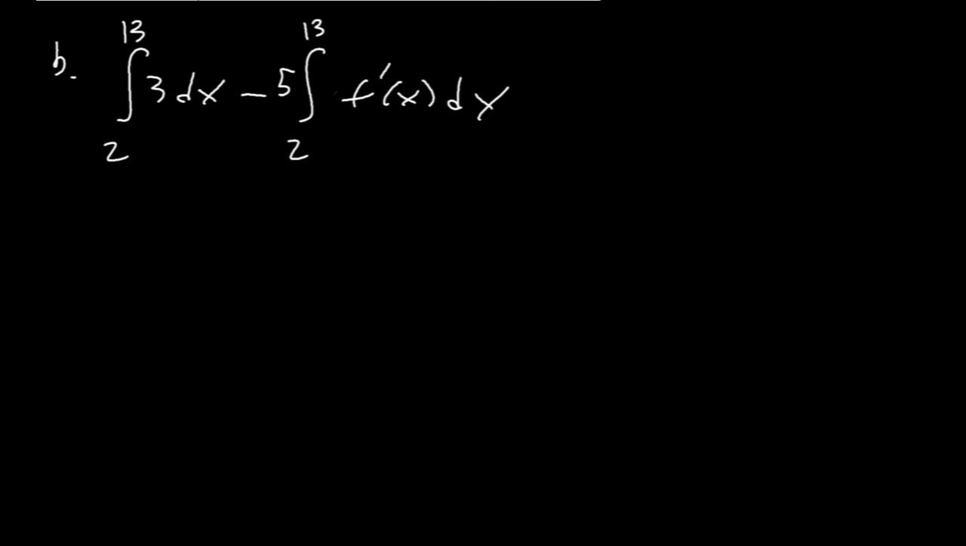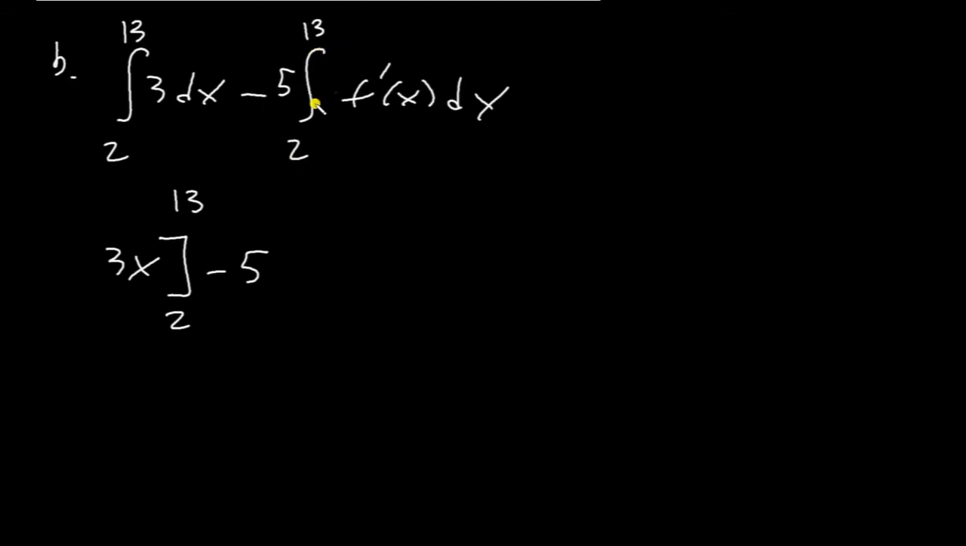So this part, the first part on the left, is very easy. The integral of 3 is going to be 3x, right? Remember, when there's just a constant, you just add an x. And we're evaluating this from 2 to 13, okay? Minus 5. And then this part, you have to remember the fundamental theorem of calculus, okay?